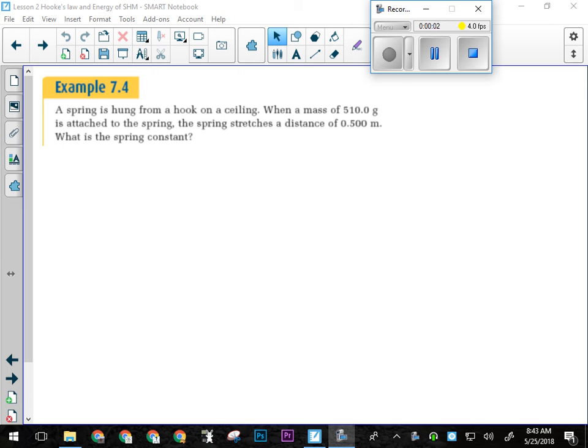So yesterday we were talking about both Hooke's law and energy in simple harmonic motion. Just as a quick review, Hooke's law tells us the restoring force in a spring is equal to negative k times x. It is related to both how stiff the spring is, the spring constant k, and how far the spring is displaced from its unstrained length. All right. So with that in mind, I want you to give example 7.4 here a try.